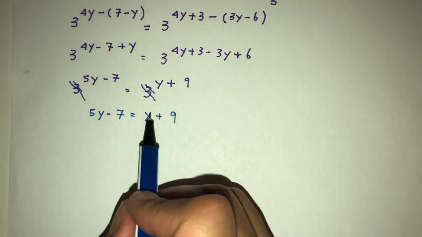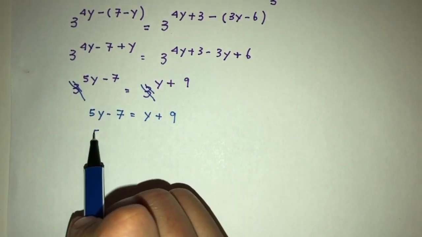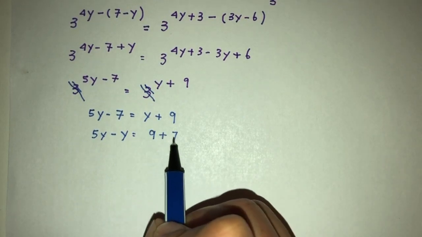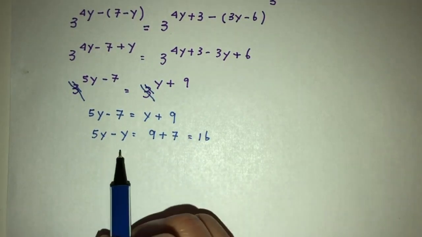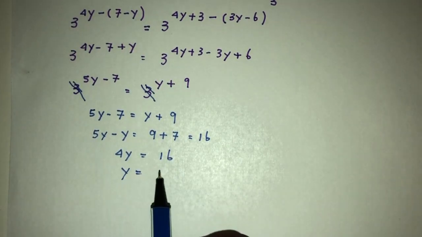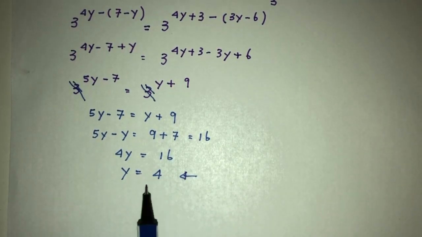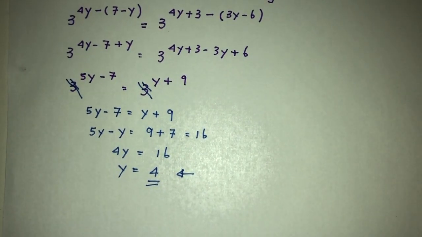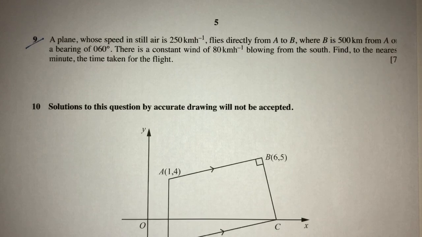So finally, we can send this one over here. You will have 5y minus y equal to 9 plus 7. That will be 16, so 4y equal to 16, so y has to be 4. So this is your question number 8, part 2. The value of y will be 4. So let's move on to the next question.